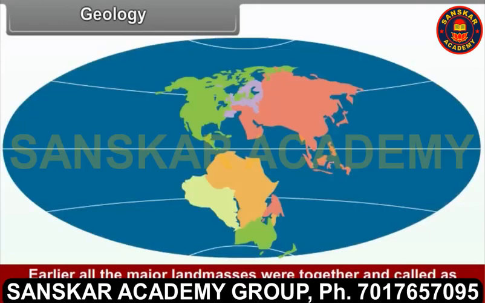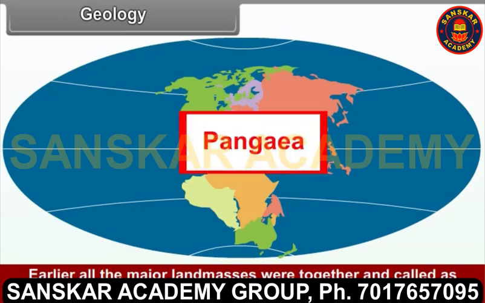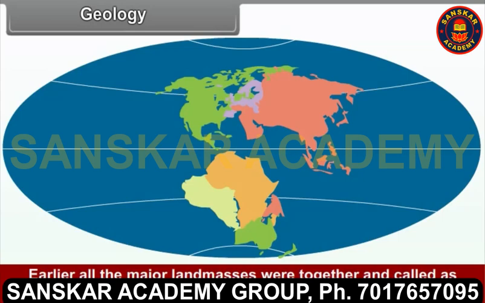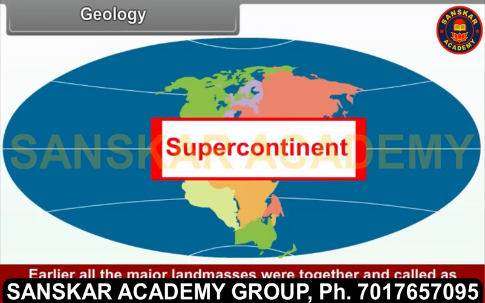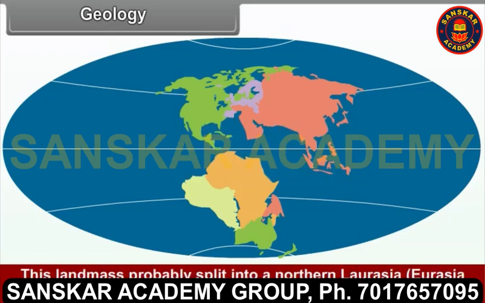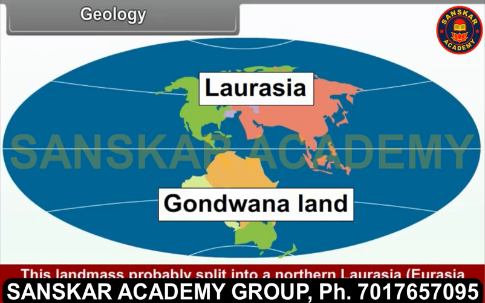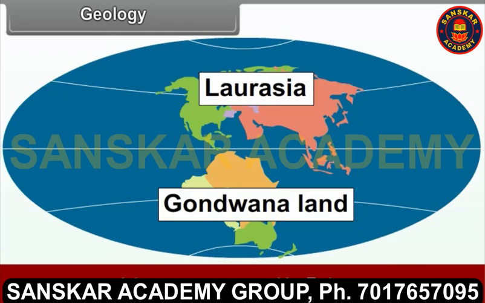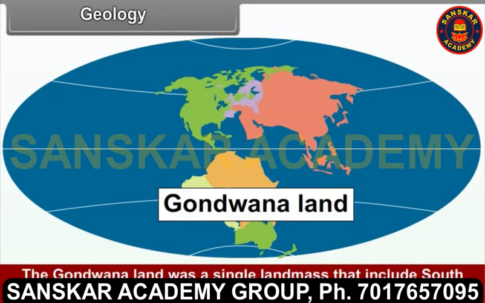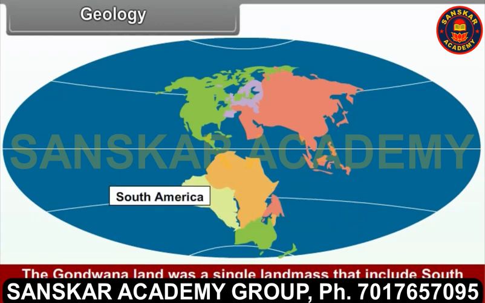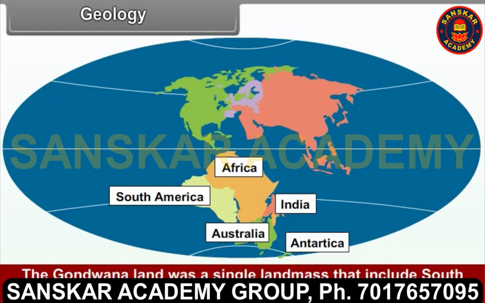Earlier, all the major land masses were together called Pangaea, a huge single landmass, a supercontinent. The landmass probably split into a northern Laurasia, Eurasia plus North America, and a southern Gondwanaland, and these were separated by the Tethys Sea. Gondwanaland was a single landmass that included South America, Africa, India, Australia, and Antarctica.